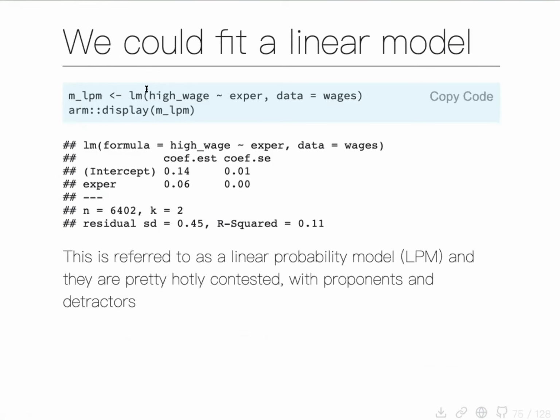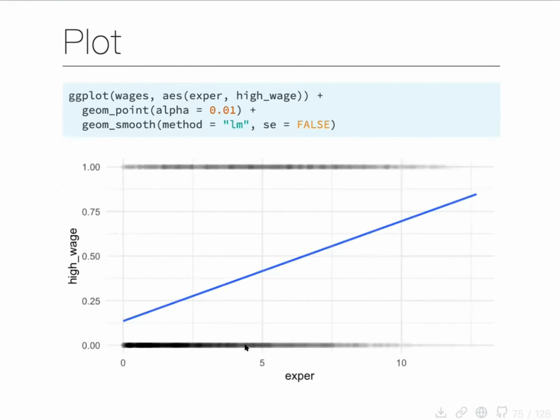Okay? So here we say LM, we just have high wage as our outcome, and we put experience as our predictor, and wages is the data. Okay? When I display this, it's going to be interpreted linearly, so the probability goes up by 0.06 points for every 1 year of experience. All right? We can plot it, and it looks like this. Okay? So that looks okay, maybe, right?